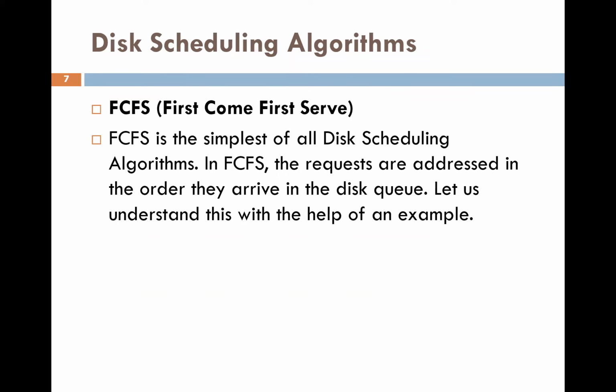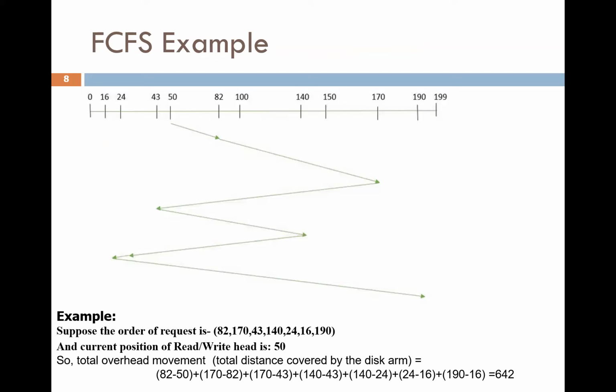Let us understand this with the help of an example. Suppose the order of requests is 82, 170, 43, 140, 24, 16, and 190. This is the order of requests given. Now we want the current position, or the initial position, of the read-write head.